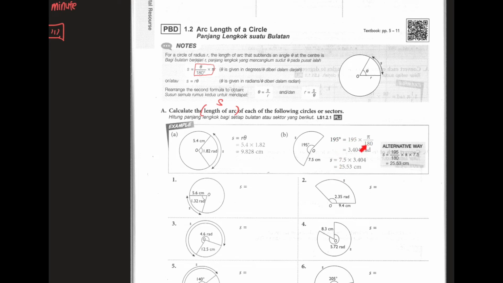Of course, if you don't want to change it to radian over here, then the alternative way is you use the formula here: S equal to theta over 180 times pi times r. Take the angle, divide by 180 times pi. Actually, this is the process of changing to radian. And then times radius, and then you get 25.53. Same answer. So you get the idea or not for these two examples? Yes. Okay, now let's move on.